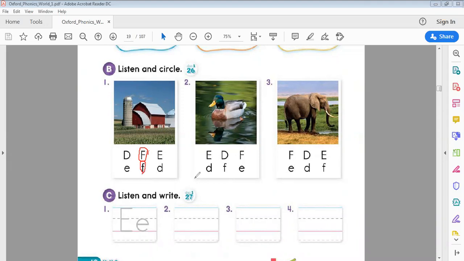Okay, picture two. D, D, duck. So which letter here is D? Excellent. This one, I'm gonna circle it. Do you see another one? Yes, the small one. Amazing. Let's move on to picture number three, and we have elephant. Do you think this is E? No. This one? Yes, this is the E. Amazing. And where is the small letter here? Very good. This one. Amazing. You're so smart.